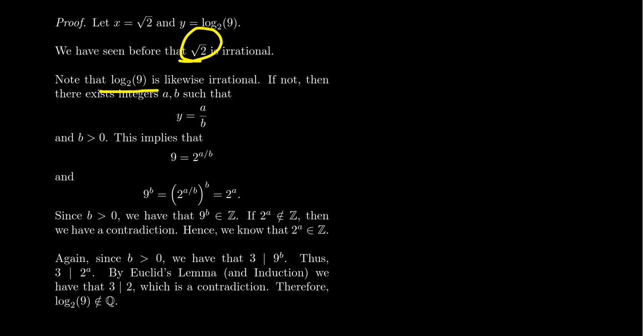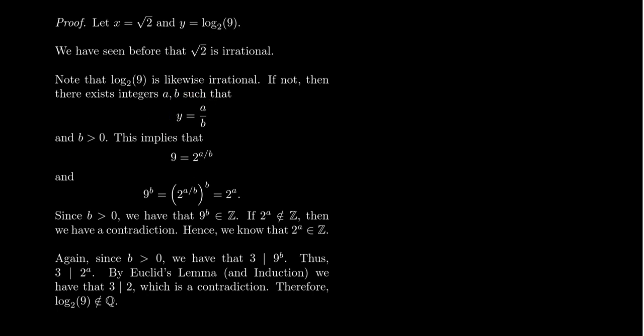So log base 2 of 9, if it were rational, so for the sake of contradiction, if it was rational, there would be two integers, a and b, such that y is equal to a over b. Remember, y is, of course, log base 2 of 9. Okay, so using this equation right here, we have y equals a fraction. And I can also assume that the denominator is positive. I know it's not zero because it's a rational number. And if b was negative, well, you can just multiply the top and bottom by negative 1 over negative 1. That makes b positive. And that gives you a different fraction representation. So I can assume the denominator is positive. No big deal.